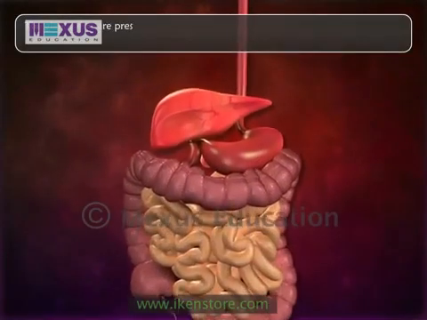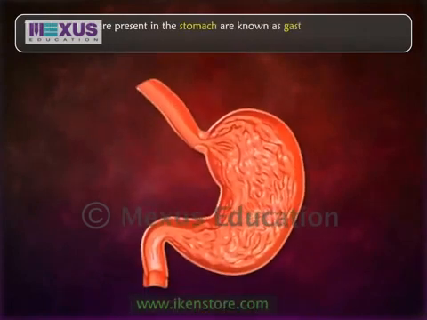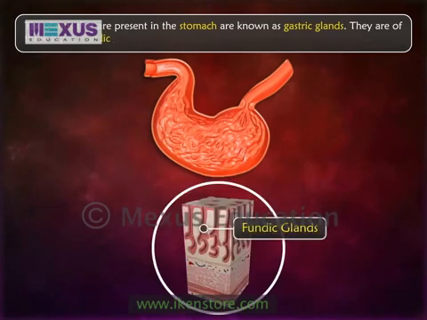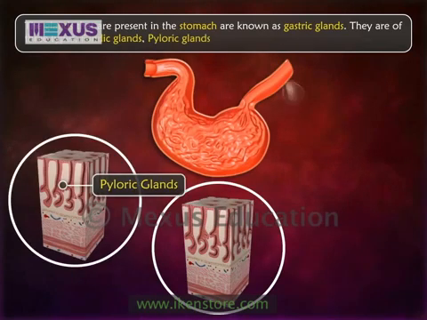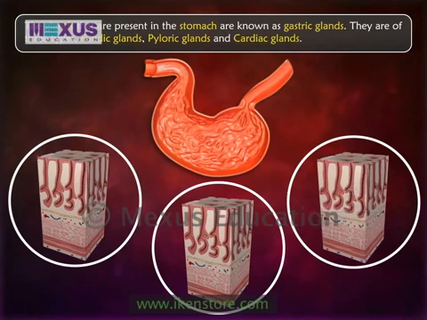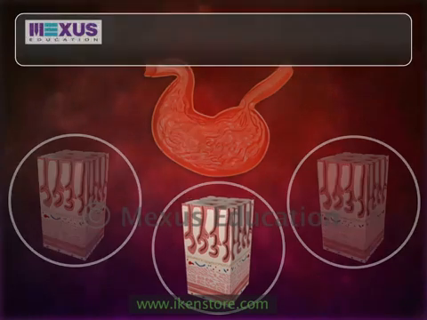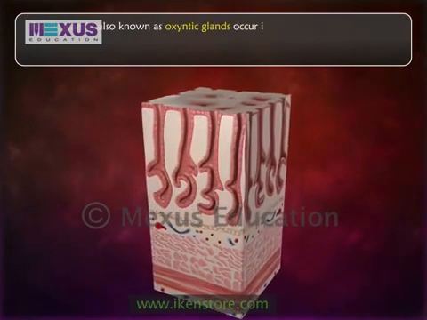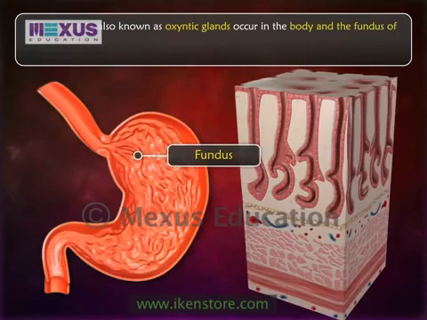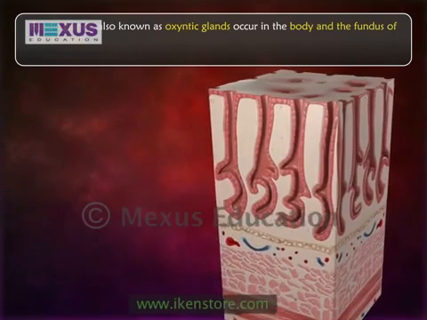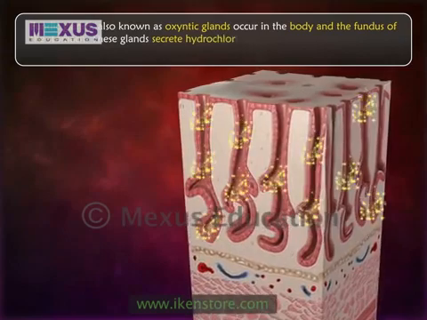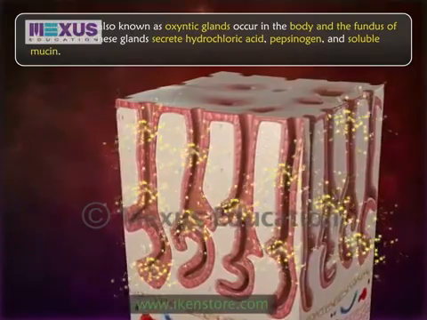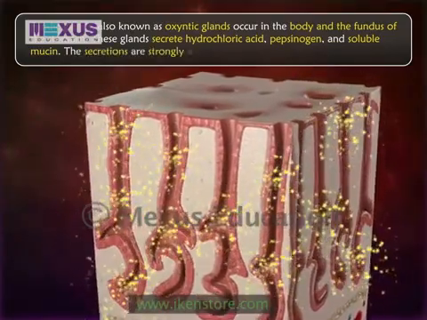The glands that are present in the stomach are known as gastric glands. They are of 3 types: fundic glands, pyloric glands, and cardiac glands. Fundic glands, also known as oxyntic glands, occur in the body and the fundus of the stomach. These glands secrete hydrochloric acid, pepsinogen, and soluble mucin. The secretions are strongly acidic.